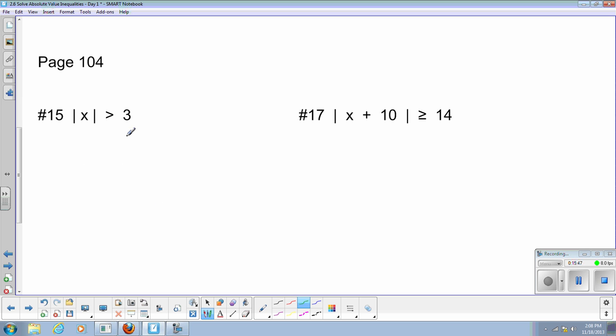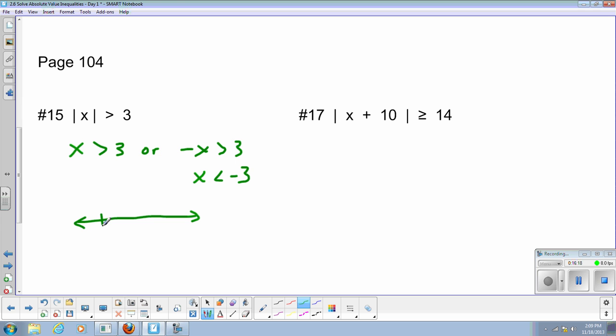|X| is greater than or equal to 3. That means I have the same on the inside, x is greater than 3, or the opposite of x is greater than 3. I solve this one by dividing by -1, switch my inequality. So I have x is greater than 3 or x is less than -3. Number line. It would help if I could draw straight. That's going to have to do.